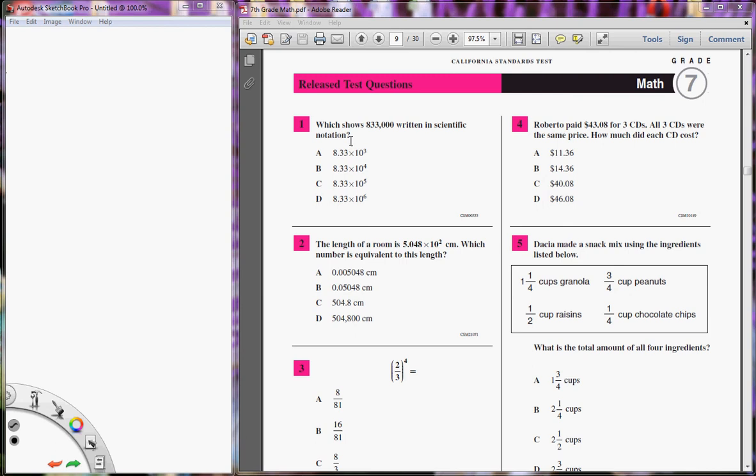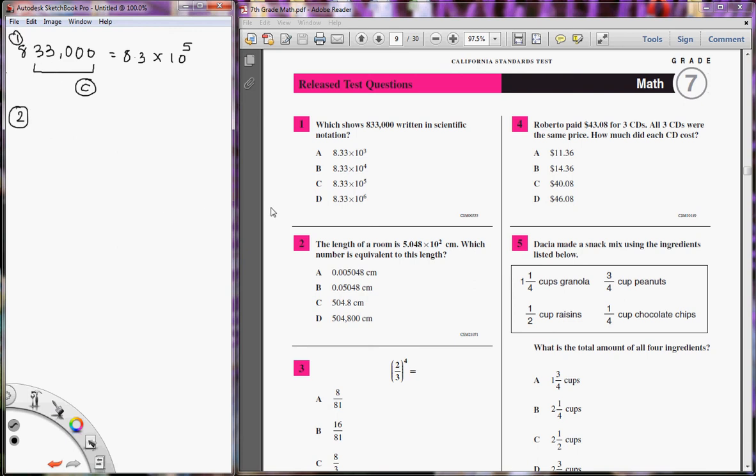The first question is which shows 833000 written in scientific notation? Usually scientific notation is with the one decimal. So this 8 will go in the scientific notation. It can be written as 8.3 times 10, 1, 2, 3, 4, 5. So 10^5. The answer will be 8.3 multiplied by 10 raised to 5. So the answer will be C here. Okay, so that's the answer to the first question.